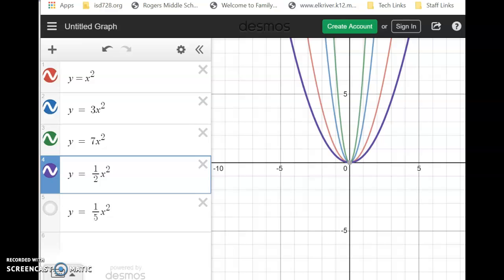This might be kind of hard. But if I do x of 1, I get a half, right? So this multiply by half makes it go up less fast. And similarly, 1/5 makes it go even less fast than that.